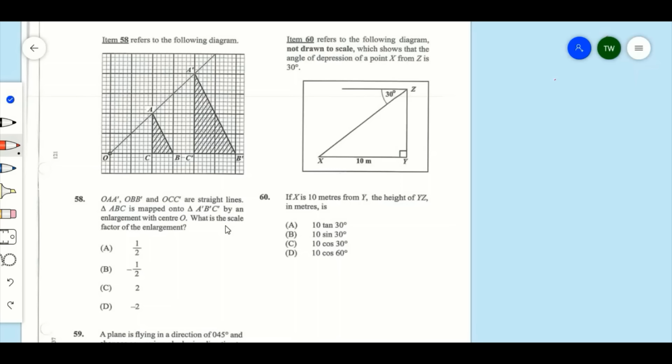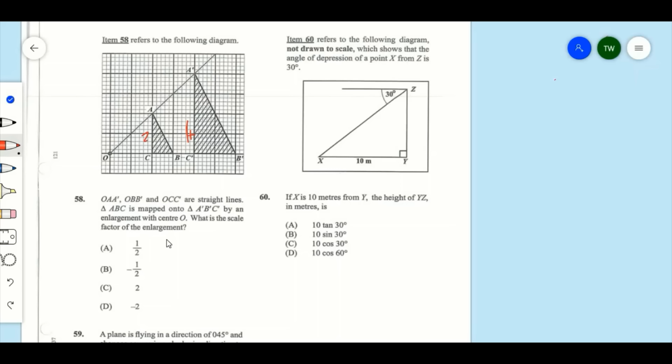Now the scale factor of the enlargement can be found by ratioing the image length over the corresponding object length, right? So any one of the sides you can pick. So here, the image is A prime, C prime, and as you can see, this length is going to be 4, because we have 1, 2, 3, 4. Now the object length is going to be 1, 2. So object length is going to be 2.